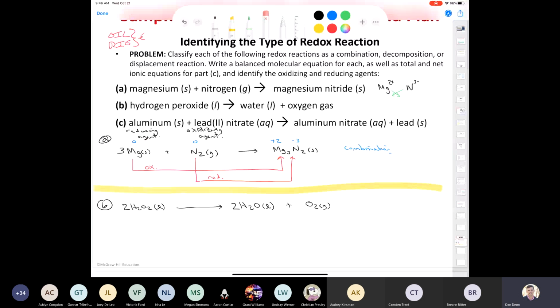Now, you might remember that hydrogen usually has an oxidation number of +1 unless it's combined with a metal. Oxygen is not a metal. And you probably also remember that oxygen usually has an oxidation number of -2 unless it is in a peroxide. In this case, who can tell me what the oxidation number of oxygen is in hydrogen peroxide?